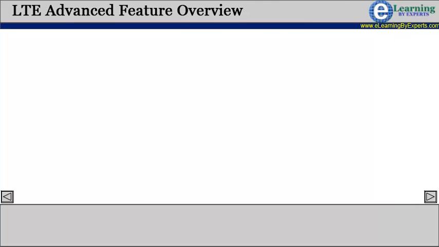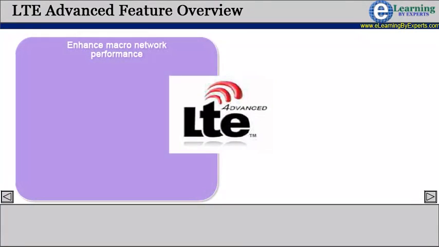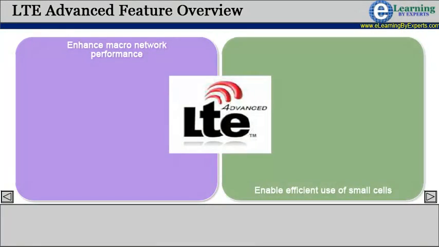LTE Advanced doesn't change the high-level LTE Release 8 network architecture. LTE Advanced benefits from technology evolution in baseband and RF area, the new available spectrum and the optical fiber availability. LTE Advanced, for meeting the IMT Advanced requirements, introduced important technology changes to enhance macro network performance and enable efficient use of small cells. Some of the important technologies of LTE Advanced that we would study as part of this course include the following.